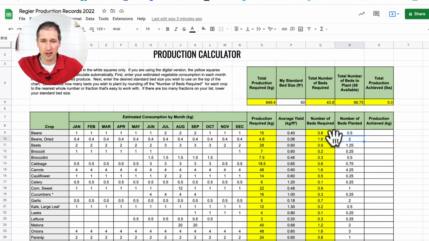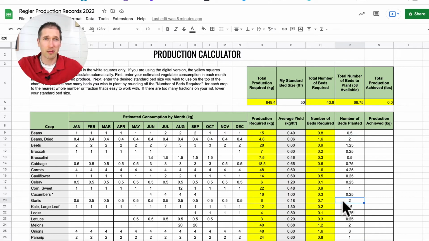So for example here, when my spreadsheet tells me I should have at least 1.6 beds, I can comfortably round that up to 2 because dried beans have an incredible storage life that we can keep drawing on for a really long time without worrying about them going bad. It's easy to round that kind of crop up when I've got the space. Ideally, I end up with lots of whole numbers like this, rounding 0.9 to 1, that's easy. Rounding 0.8 to 1 down here, another easy one.